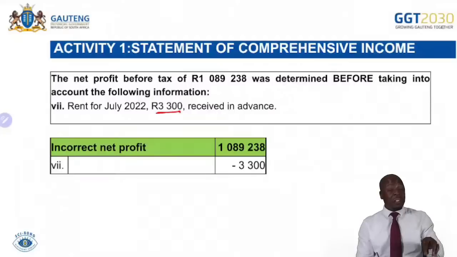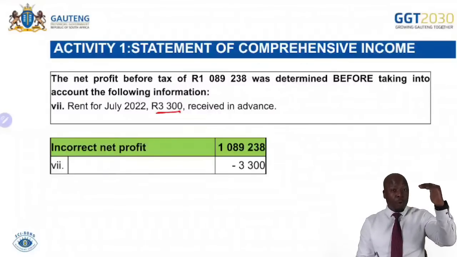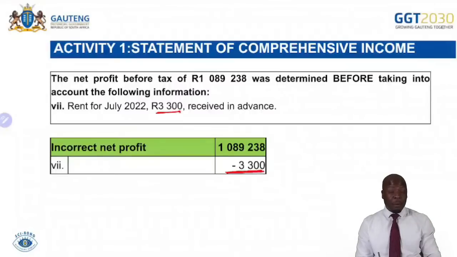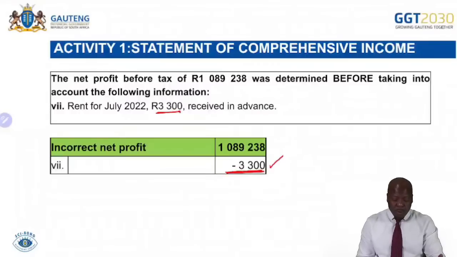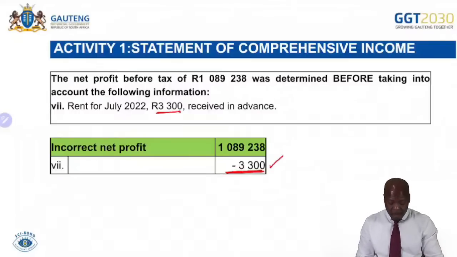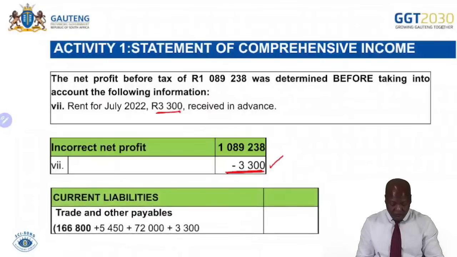Were we supposed to record it in this financial year? No. So our profits were more. What must we do? We subtract 3,300. That is how we correct the net profit. Can I repeat that? Our income was overstated, hence we say minus 3,300. But now, considering that we have received income in advance, income received in advance should be recorded under our trade and other payables. Hence, you see it here.